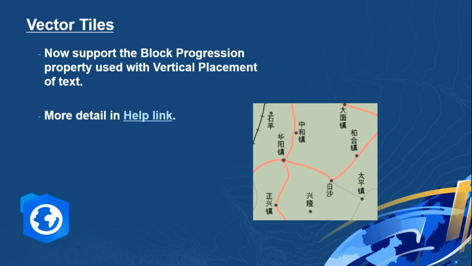Next up, vector tiles. For those doing production work, there's been huge improvements to the label engines in ArcGIS Pro 2.6. This allows expanded options when creating vector tiles, such as the vertical placement of text, as shown here. There are also many other options and improvements in this area.